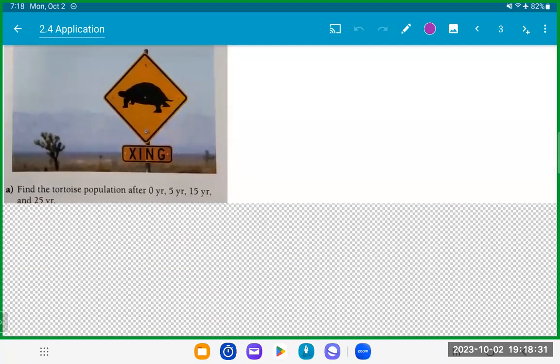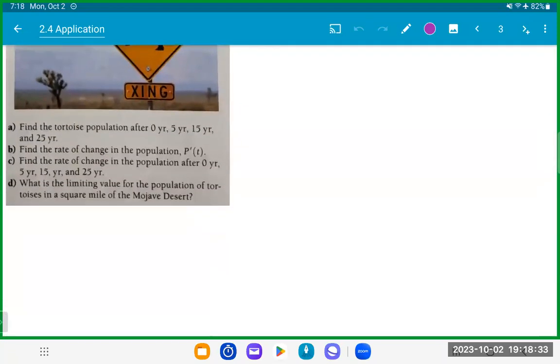We want to find the tortoise population after 0, 5, 15, and 25 years. Then we want to determine the rate of change for the population. We'll want to find the formula for it, which is just taking the derivative. Then we'll substitute in years 0, 5, 15, 25 to see what those are. And lastly, we'll want to see if we can determine the limiting value for the population of the tortoises in that square mile of the Mojave Desert.